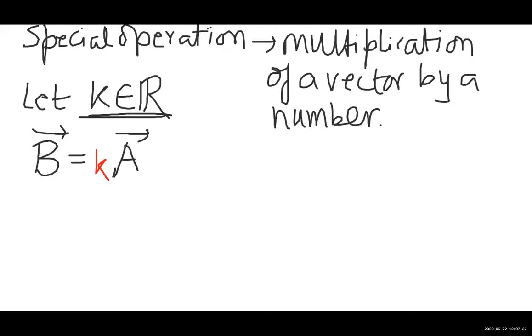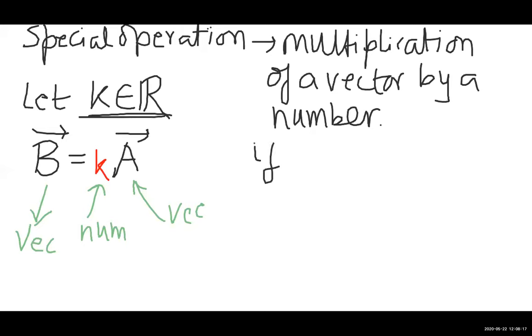So this is a number. This is a vector. Okay, and they have been multiplied with each other, and the result is also a vector. Right? So, what is the definition? How do you multiply numbers with vectors? Well, it is actually very simple.